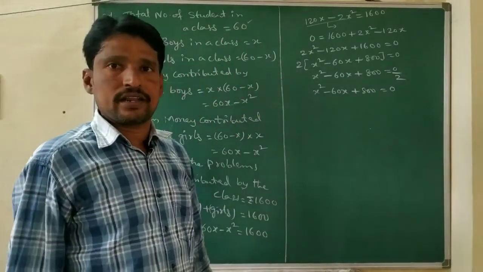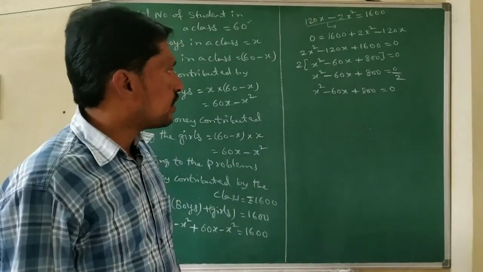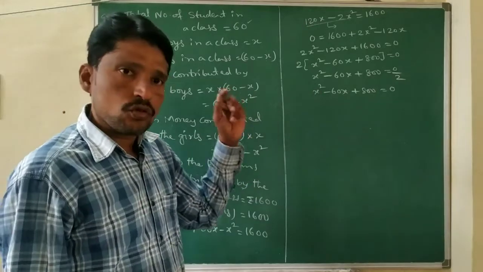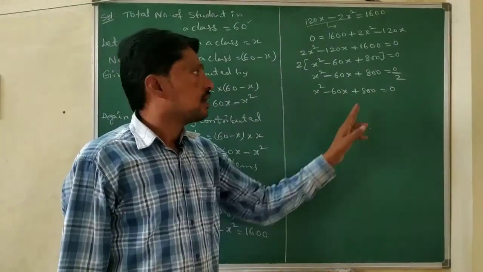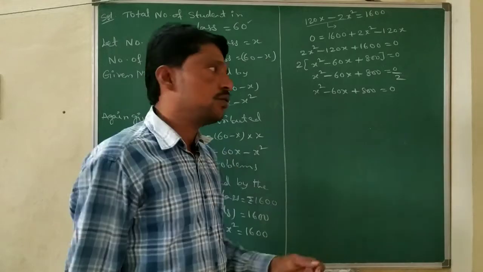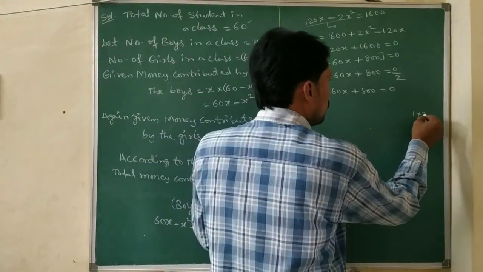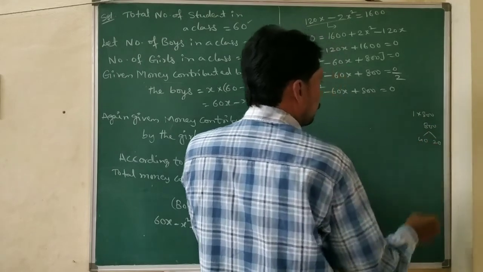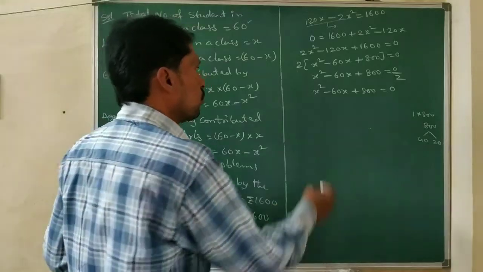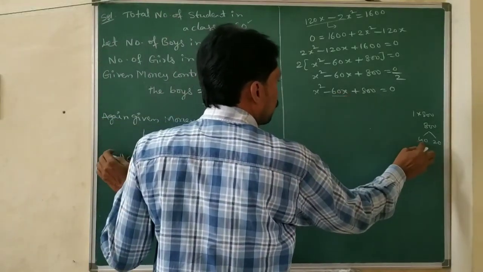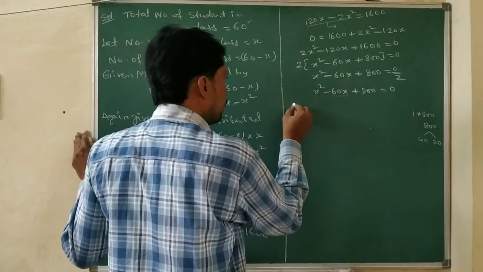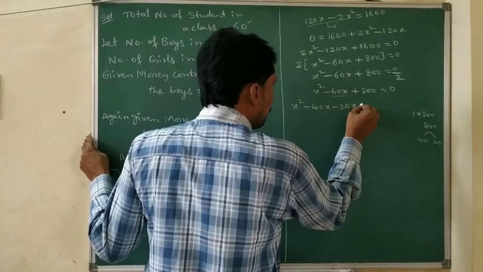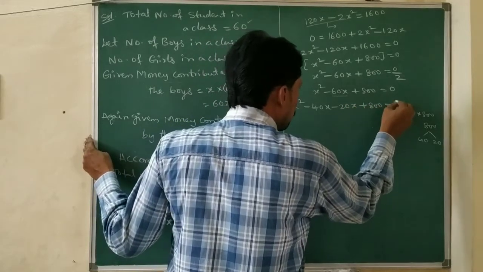Now we need to do the factorization. So how can we factorize? What is the coefficient of x square? The coefficient of x square is 1. The constant term is 800. 1 into 800, how can we write 800? 40 into 20. So this 60 we can write as minus 40x minus 20x. So x square minus 40x minus 20x plus 800 equals 0.